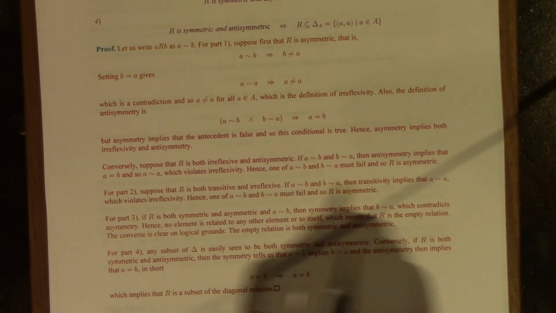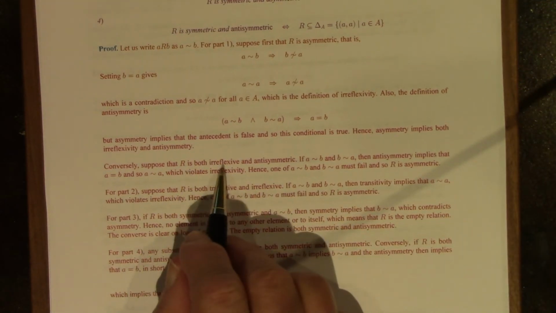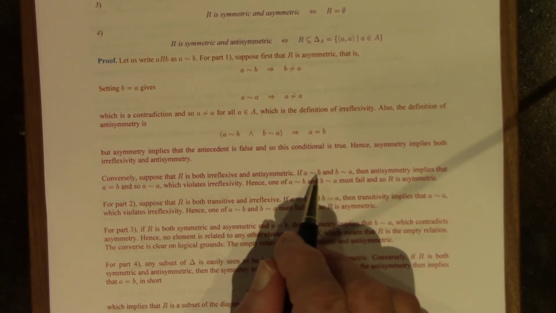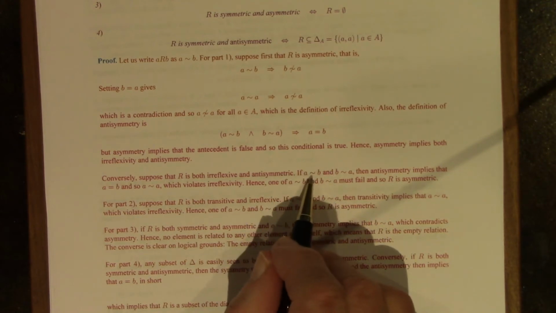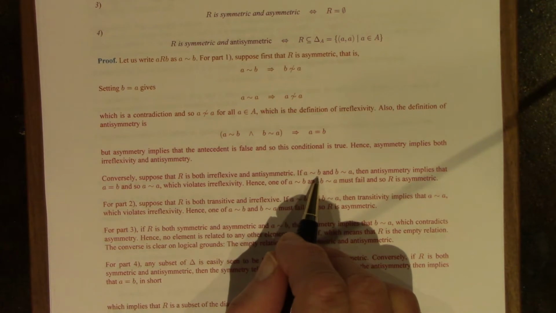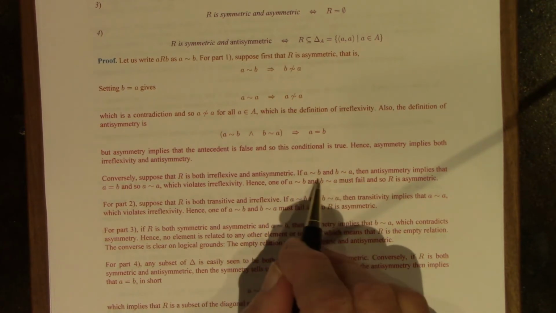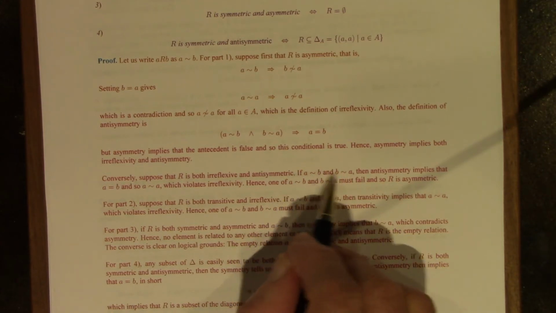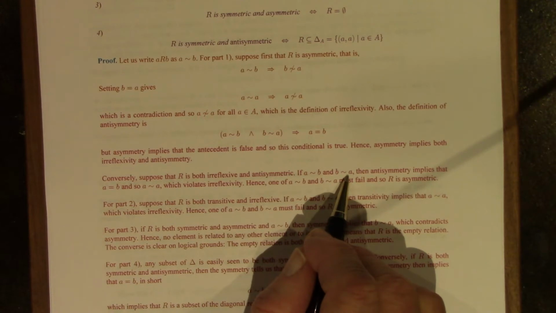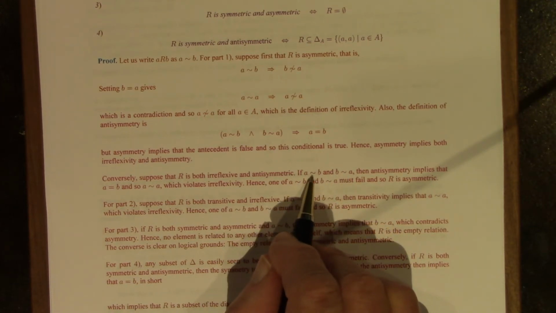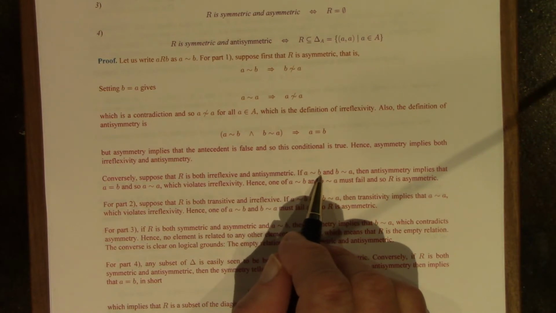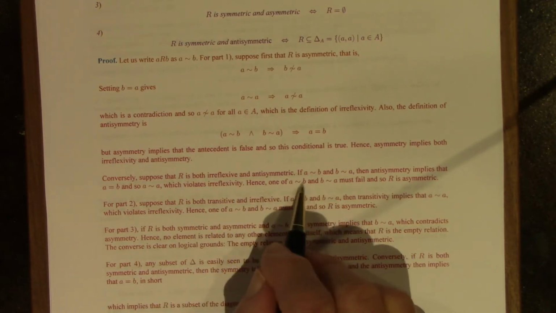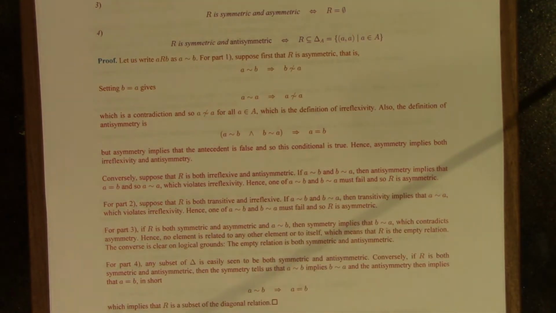For the converse, suppose that R is both irreflexive and antisymmetric. Then we'd like to show it's asymmetric. We'd like to show that you cannot have both A related to B and B related to A. If you did, antisymmetry would imply that A equals B, and therefore A is related to itself. But that violates irreflexivity. So one of these two must always fail. So R is asymmetric.